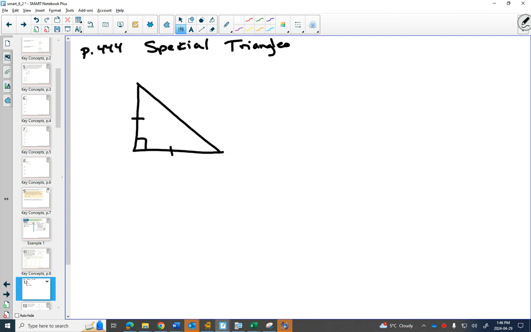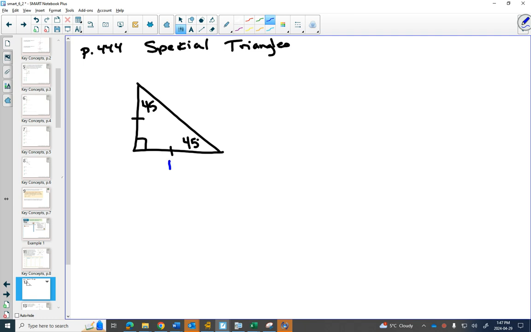That makes it an isosceles triangle. If those two sides are the same, then this angle and this angle are the same. Would you agree? That's what an isosceles triangle is. Now we can make this triangle as big or as small as we like, as long as this side and this side are the same.